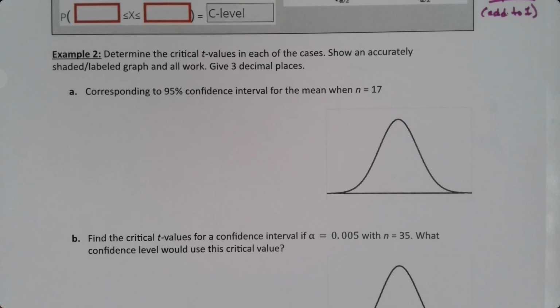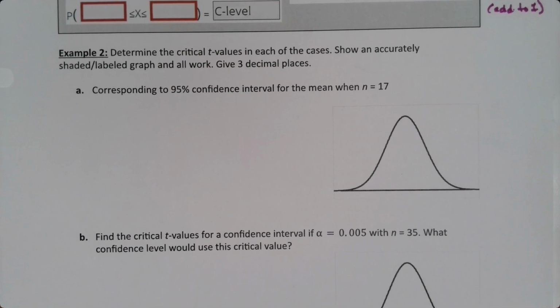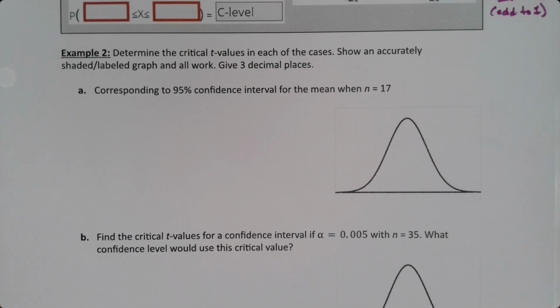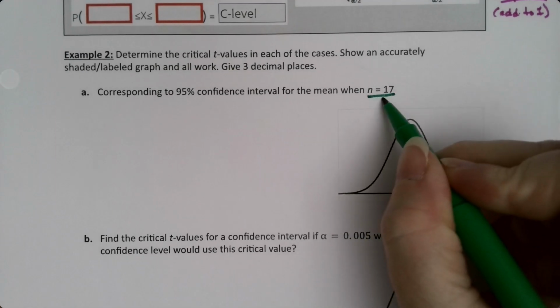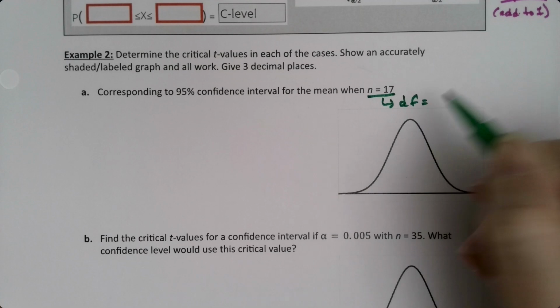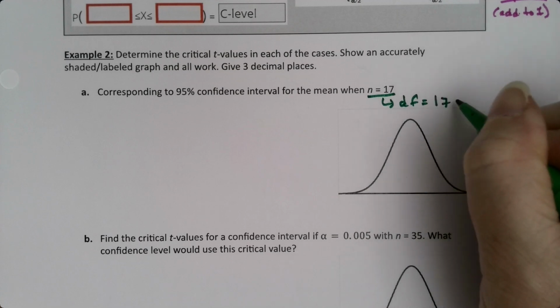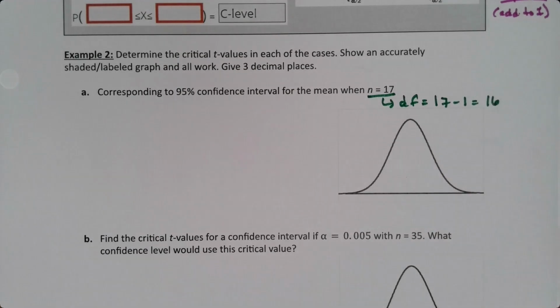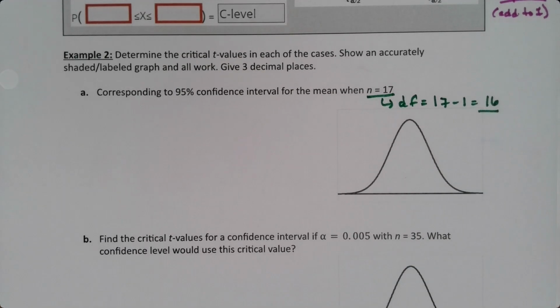All right, so let's do a couple of examples. We're going to determine the critical t-values in each of these cases, showing an accurately shaded and labeled graph and all of the work. Let's begin. We're going to find the t-scores that correspond to a 95% confidence level, or confidence interval, same thing, for the mean when n equals 17. If n equals 17, the degrees of freedom is 17 take away 1, which is 16. So that's our degrees of freedom.